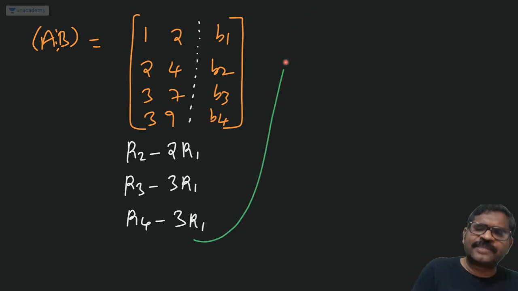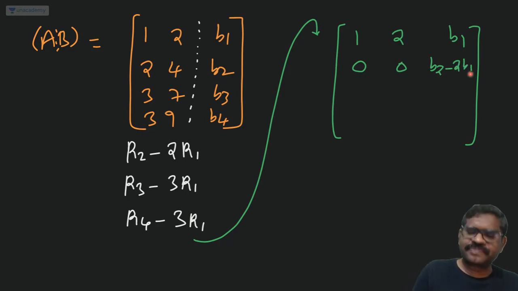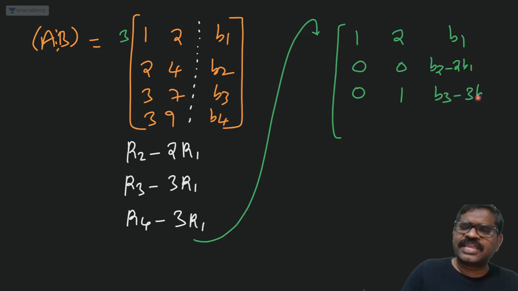By applying these operations, you will get 1, 2, B1, 0, 0, B2 minus 2B1, 3 minus 3, 0, 7 minus 6, 1, B3 minus 3B1. Next, 3 minus 3, 0, 9 minus 6, 3, B4 minus 3B1.